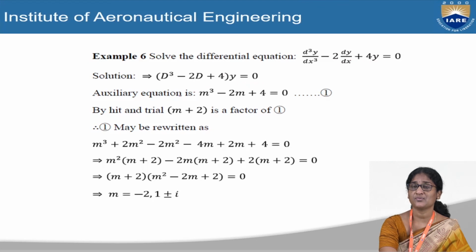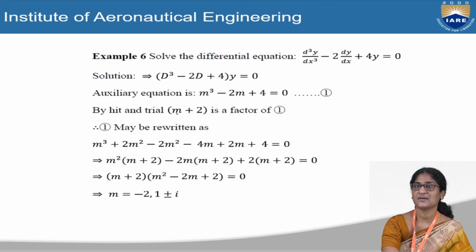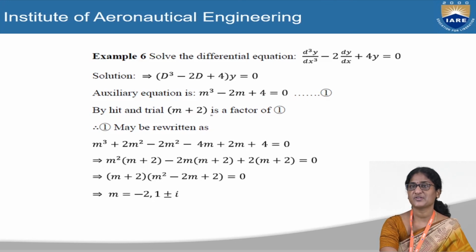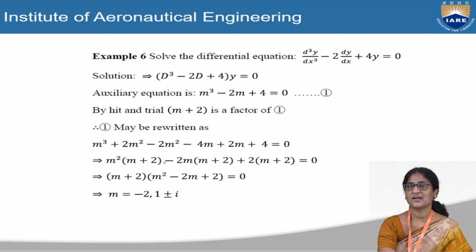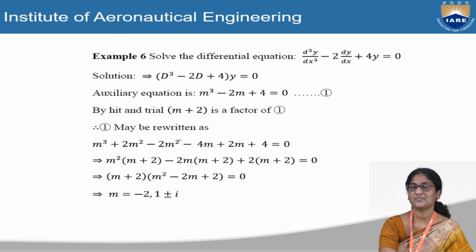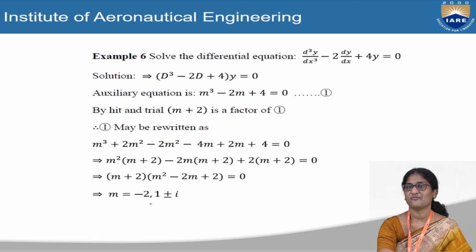The auxiliary equation. How to get the auxiliary equation? Replacing D by m, so f of m is equal to 0. So m cube minus 2m plus 4 is equal to 0. By trial and error method, I have taken m plus 2, that is m is equal to minus 2. I have substituted and started dividing with m is equal to minus 2. I got another two roots, minus 2, 1 plus i, 1 minus i. One is a real root and another two are complex roots.